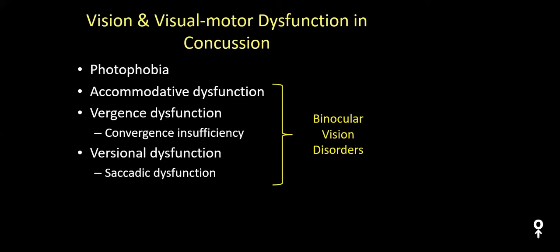What I'm showing you on this slide are some of the common problems that we encounter as it relates to vision and concussion. These include light sensitivity or photophobia, and then a variety of what are termed binocular vision disorders. This is the inability of the eyes to team or coordinate eye movements together. These fall largely into 3 areas: problems with focusing, problems turning the eyes in, or convergence insufficiency, and finally problems with very specific directed eye movements that are called saccades. I'm going to talk a little bit more about that later.